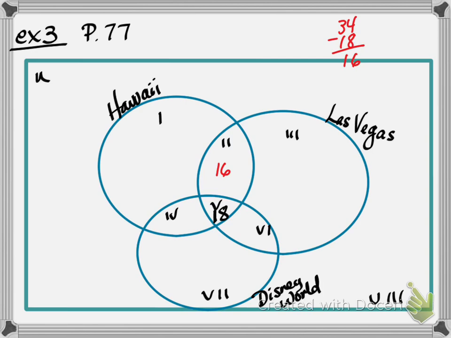And then we want to look at the Hawaii and Disney World overlap, which is this whole region. And remembering we already have 18 in that. So Hawaii and Disney World was 23. 23 people wanted to go to Hawaii and Disney World. We already have 18. So we're going to subtract 18. Let me get rid of this yellow. It's not the friendliest color to use. 23 minus 18 is 5. So there's 5 in that region.